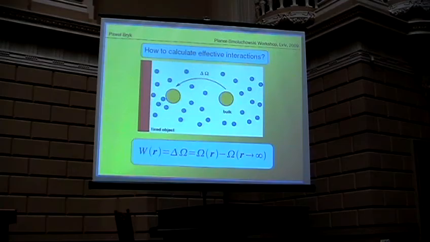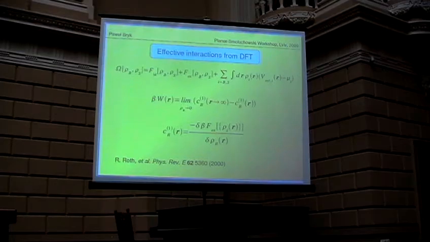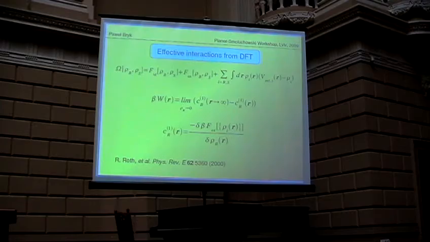And now I'd like to tell you about possible theoretical calculations of this effective interaction. One of the routes is density functional theory. In this approach, we write the grand potential of the system as a functional of the set of local densities. We have to consider a mixture, so we have the density profile of the big particles and the density profile of the small particles.